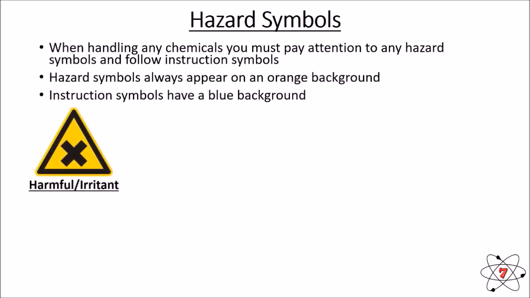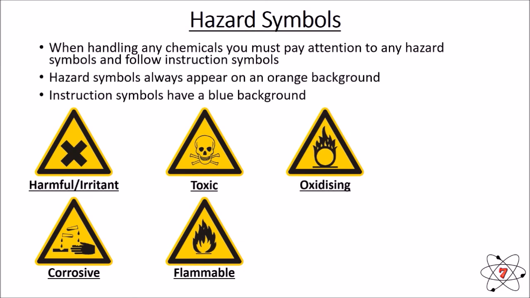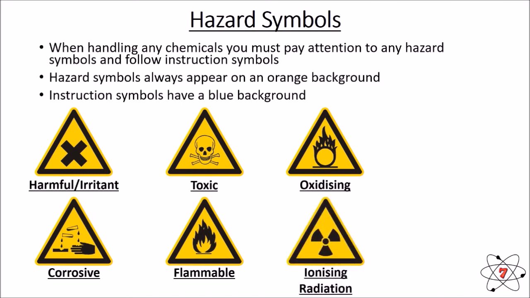Harmful or irritant, not particularly dangerous. Sometimes will have an H or an I. Corrosive. Corrosive substances can eat through your skin, can damage things. Toxic. If you consume too much of this, if you get it onto your skin, if you breathe it in, it can be fatal. Flammable. Things that are likely to set on fire. Oxidizing agents. Fairly similar to flammable things, but oxidizing agents might set other things on fire.